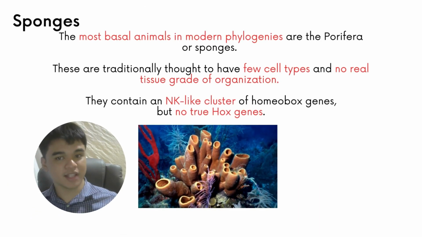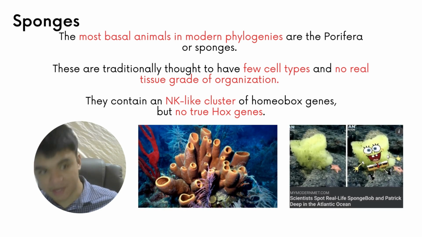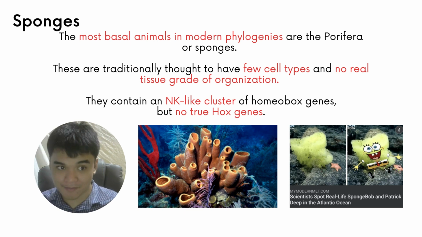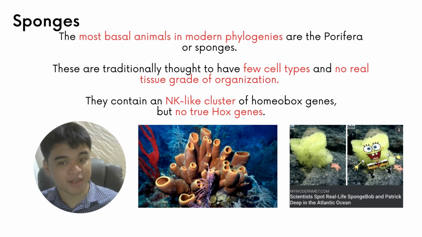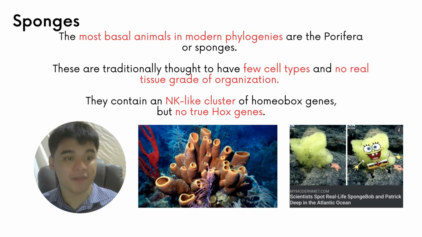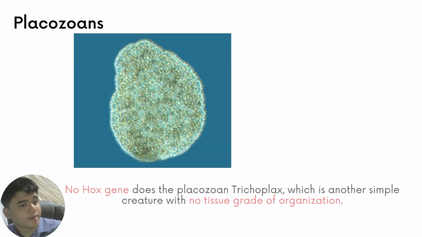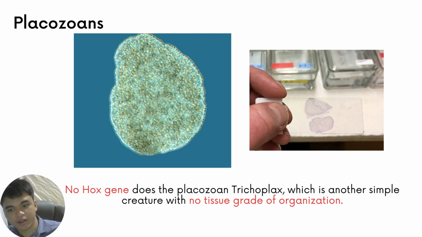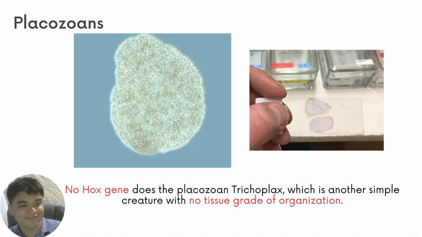And now we go to the most basal animals in modern phylogenies, the porifera or the sponges. Because they're so basic, they're the ones taught first in invertebrate lecture and invertebrate lab because of how simple they are. They are thought to have very few cell types and no real tissue grade organization. They only contain NK-like clusters of Homeobox genes, but no true Hox genes. And now another basal animal, the placozoans, which also has no Hox gene and no tissue grade organization. So they're basically just like sponges, but it looks even less like an animal because it's so small. As you can see, it's barely different from a stain on a glass.